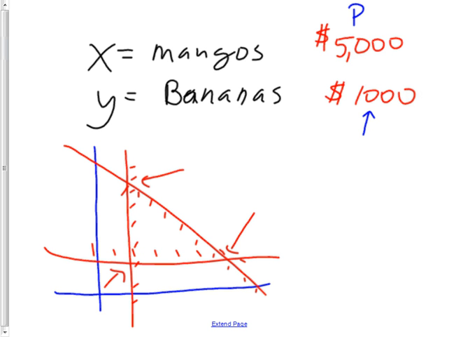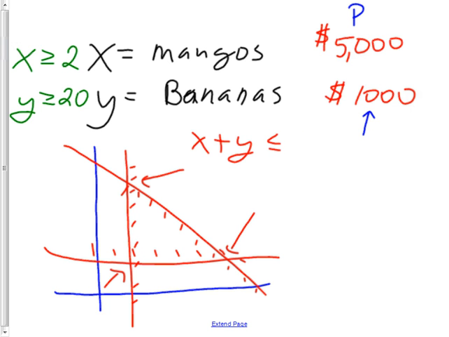Did you get X had to be greater than or equal to 2, and Y had to be greater than or equal to 20? You with me so far? How about that one that was a combo? What was that equation? 40, right? Okay. X plus Y less than or equal to 40.